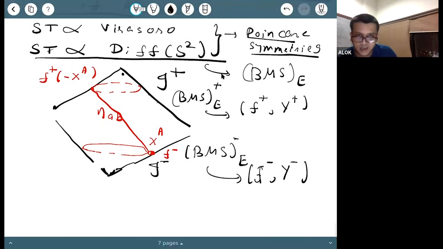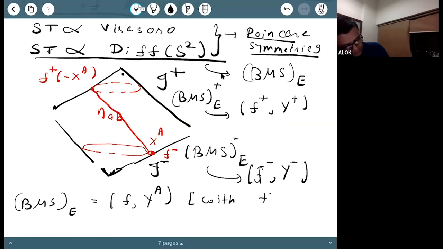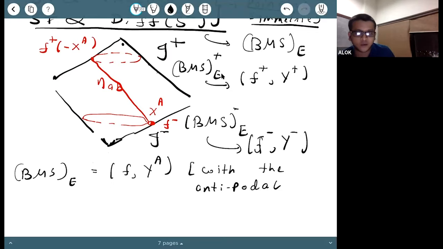This is just an initial argument, but it can at least motivate a proposal that we should consider the BMS extended, which is really parameterized by only one function, of course, and one sphere vector field with the antipodal identification. But right now, there's no reason to believe this is a symmetry because in the strong gravity region, it is not clear why these things would continue to hold. So one thing I would try to convince you is that it is a symmetry in a certain sense, in antipodal identification.